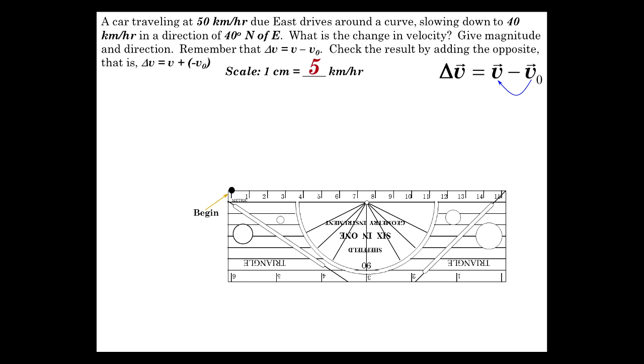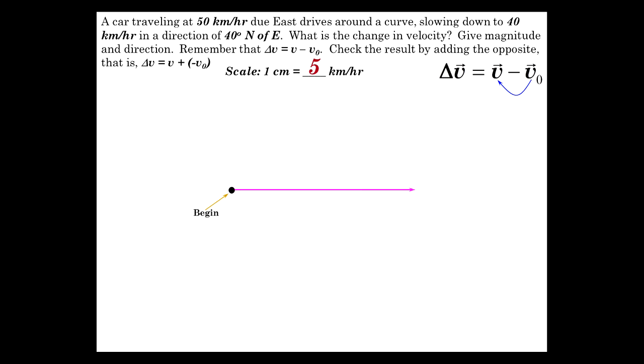So we're going to begin here at this dot. And we bring in our 6 and 1 and draw a 50 kilometer per hour due east. Let's see, that's going to be 10 centimeters. So it goes all the way out to there. There it is. Label it.